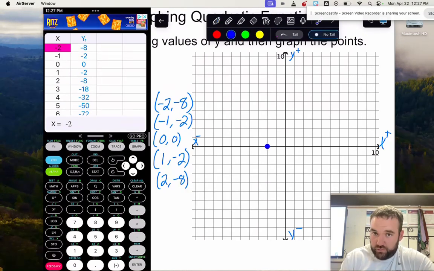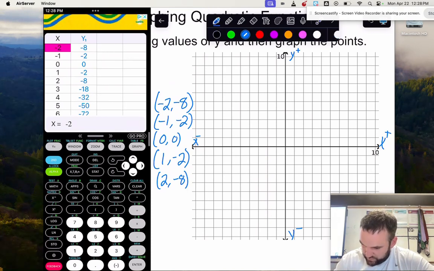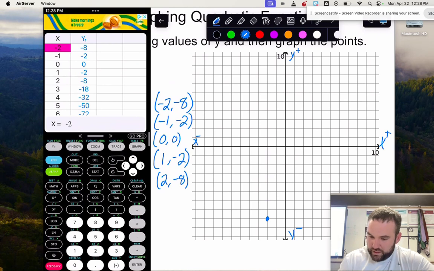Here's negative 2, and then negative 8 would be, or sorry, this is negative 2 comma 0. To get to negative 2 comma negative 8, I'm going to count down 8 squares, and that should be 1, 2, 3, 4, 5, 6, 7, 8. Yep, right there. So negative 2 comma negative 8. Then the next coordinate I have is -1, -2. -1, -2 is right there. 0, 0 is right in the center of the graph.